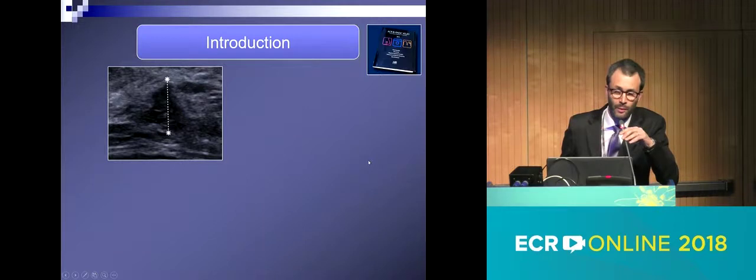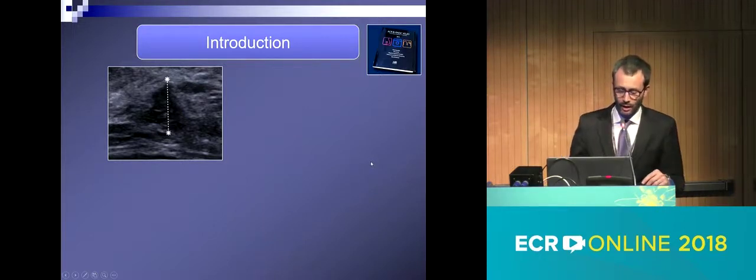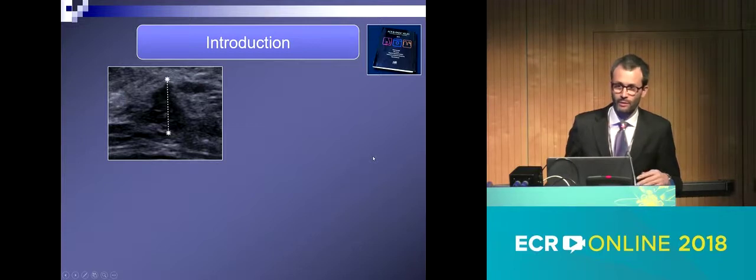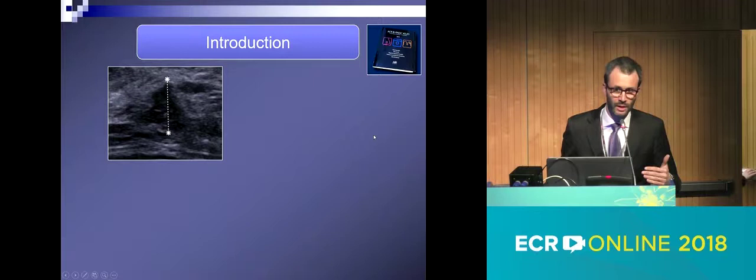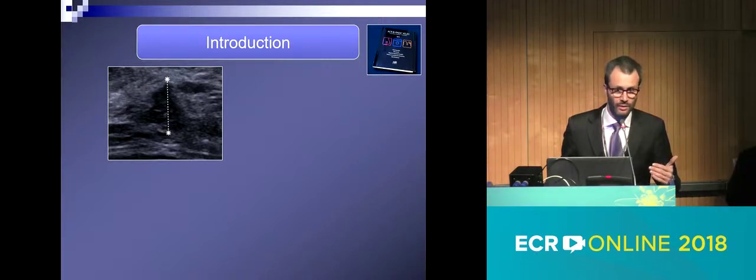As you probably well know, in breast imaging, when you want to characterize a mass or a lesion under ultrasound, this characterization is based on morphological criteria that are listed in the BI-RADS lexicon. So this mass here demonstrates indistinct margins, irregular shape, vertical axis. So it's highly suspicious. It's a BI-RADS 5 lesion, and of course it's a cancer.